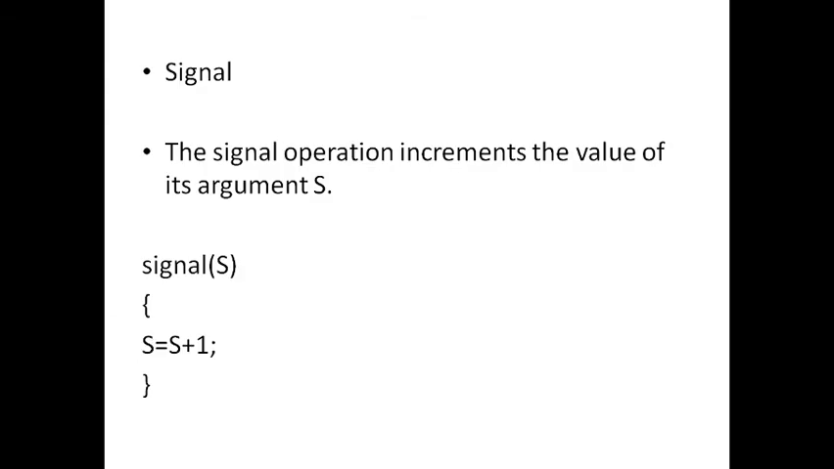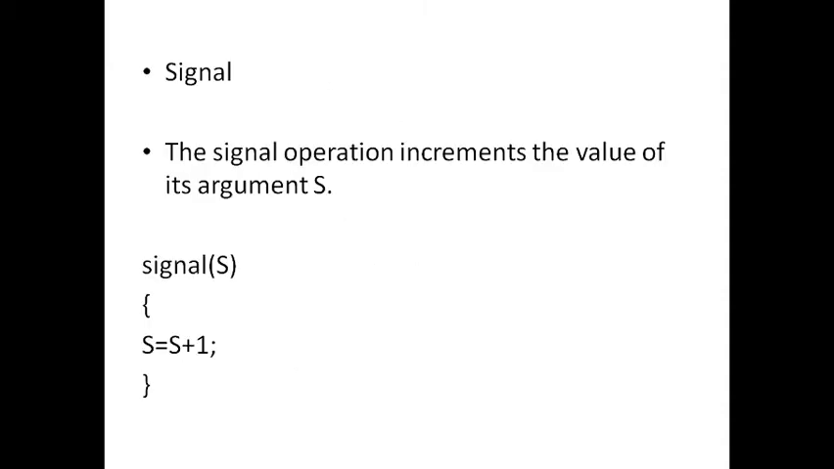Signal. This signal operation increments the value of its argument S. Wait is used to decrement the value and signal is used to increment the value. So here S always increments. Whatever value you take, it increments the value, that is plus 1. This is how the two atomic operations are performed.